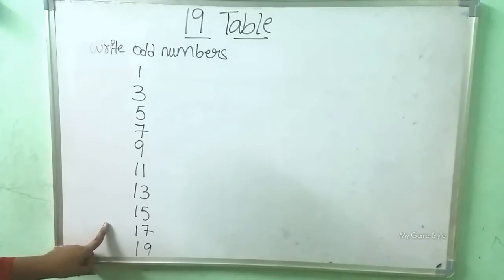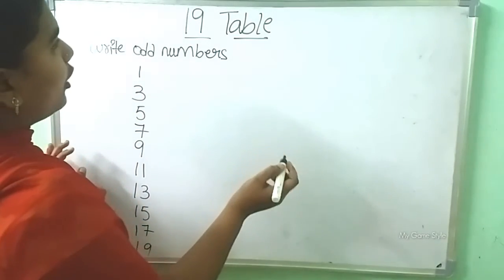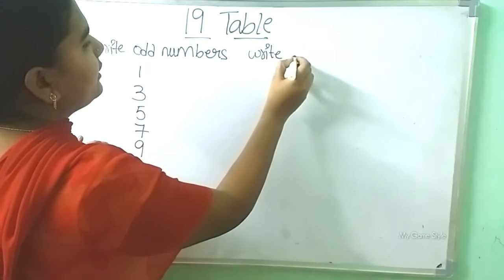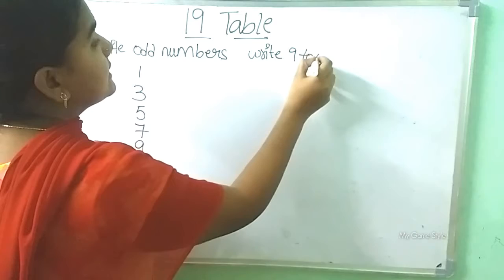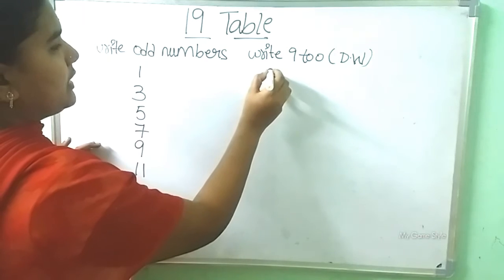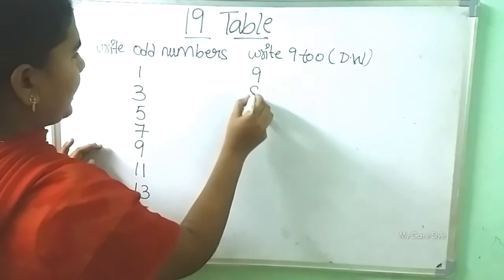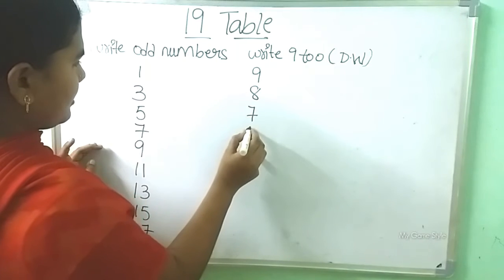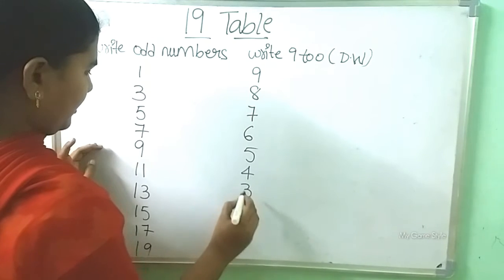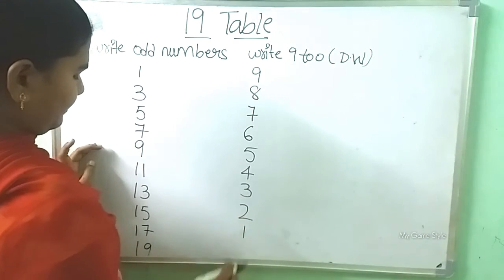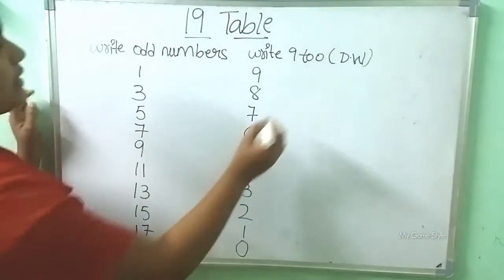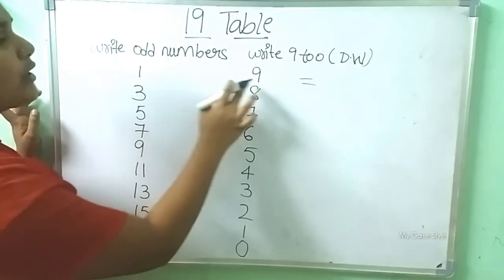Then after that, write 9 to 0 downward numbers. Now, 9, 8, 7, 6, 5, 4, 3, 2, 1, 0. After that, we need to combine these both numbers.